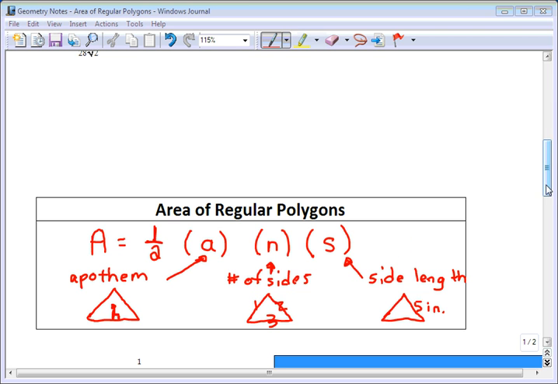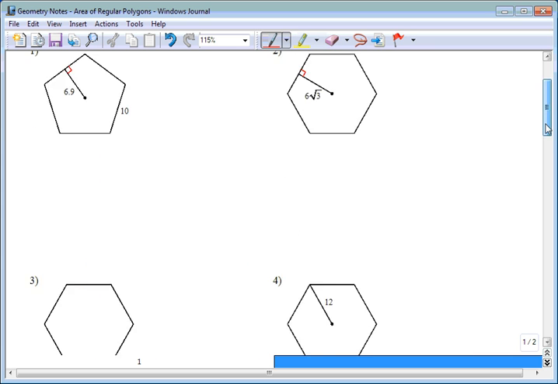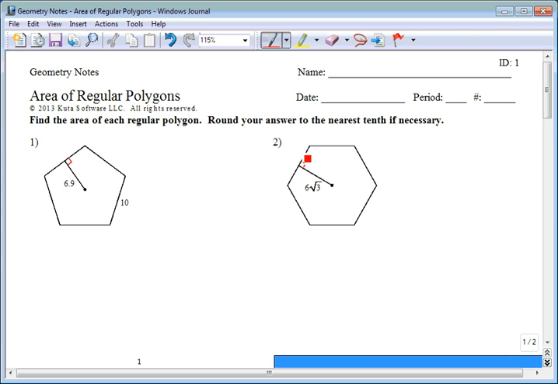Okay, so let's work some problems for the area of regular polygons. We're going to start with one that's pretty straightforward. Okay, so our formula is area equals 1/2 A times N times S. And we said A represents our apothem, which goes from the center and is perpendicular to one of the sides. And in this case, we have that labeled for us. It is 6.9 units.